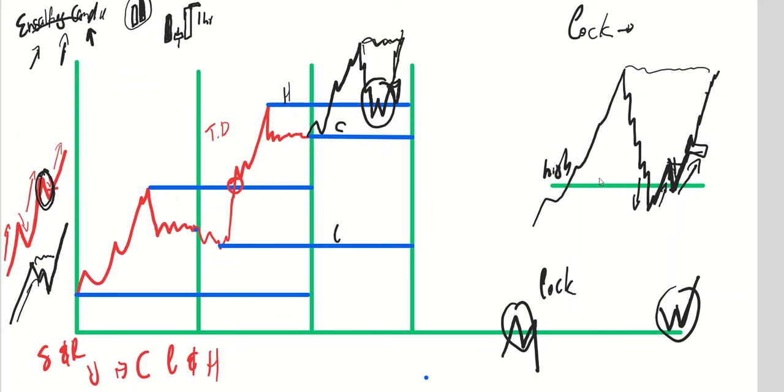So that's what I wanted to understand. I wanted people to understand what is a lock. So let's go to the charts quite quick and look at something fascinating.